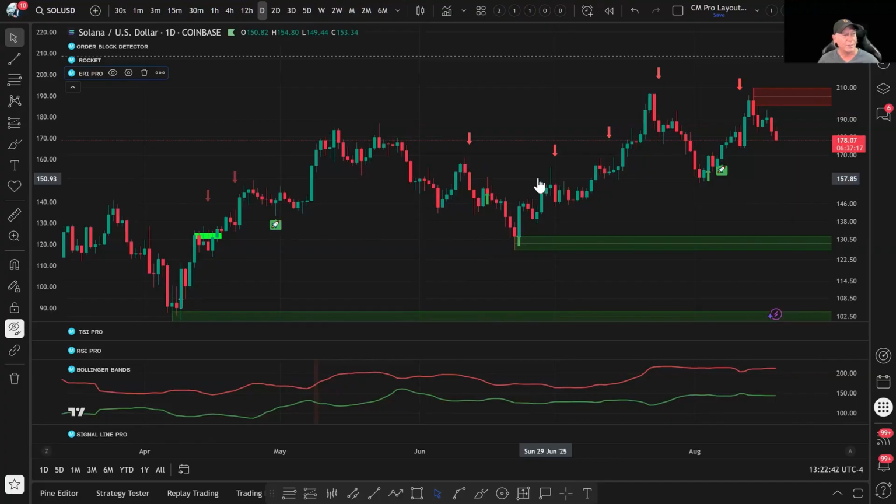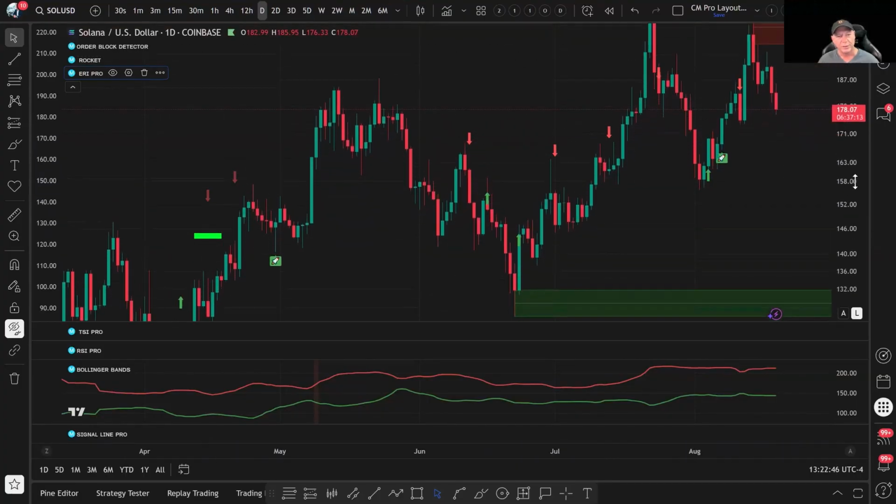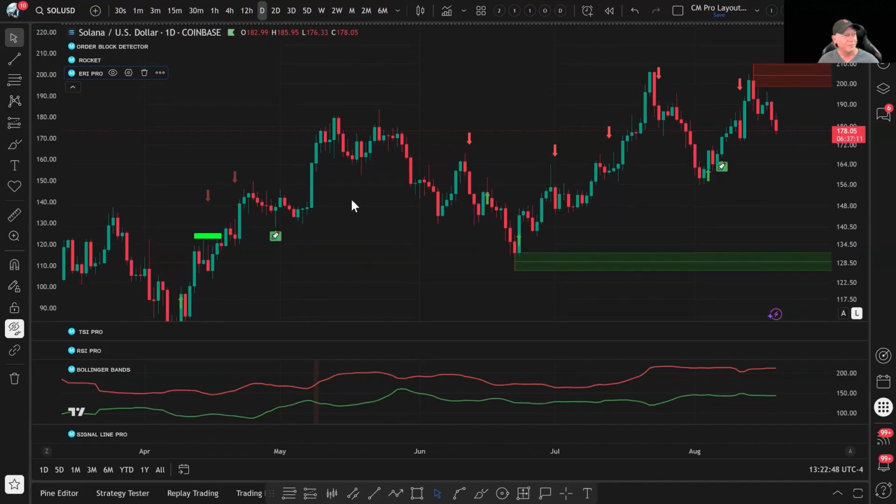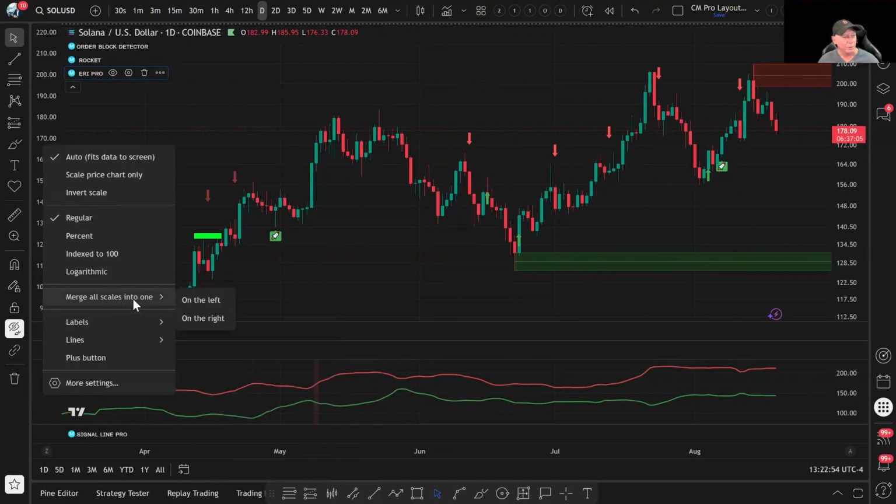What's important now, though, is over on the left, because if I were to do this, it's not going to keep up with it. You want to go over to the left here and right click. This is as complicated as it gets. Right click and go merge all scales into one on the right. We'll do this again with the Bollinger Bands.